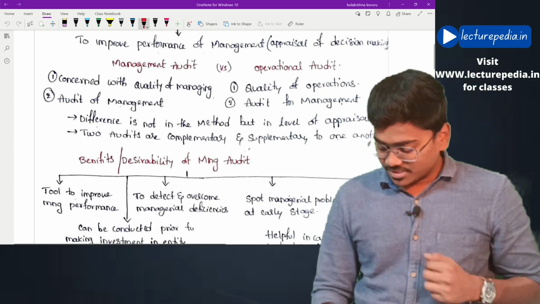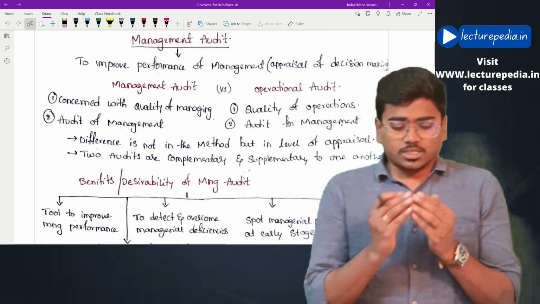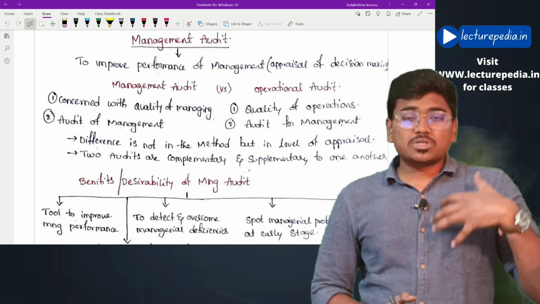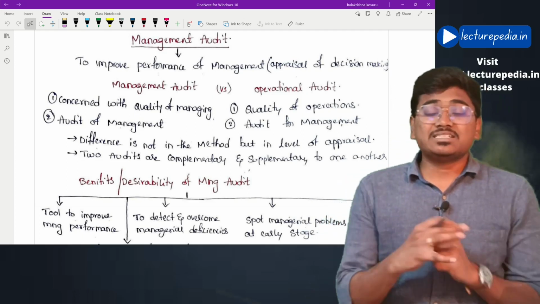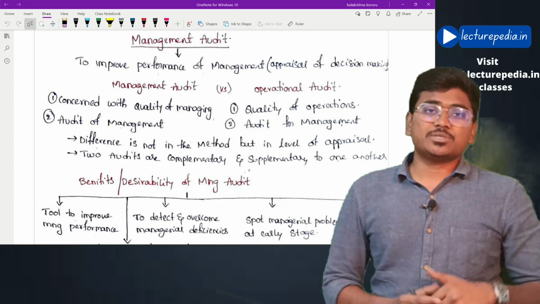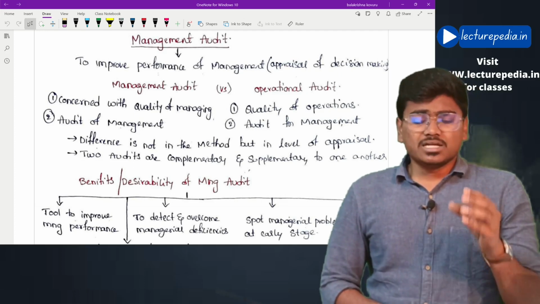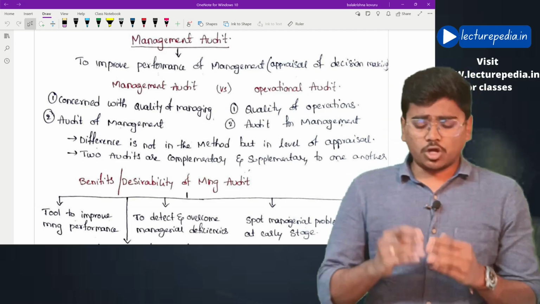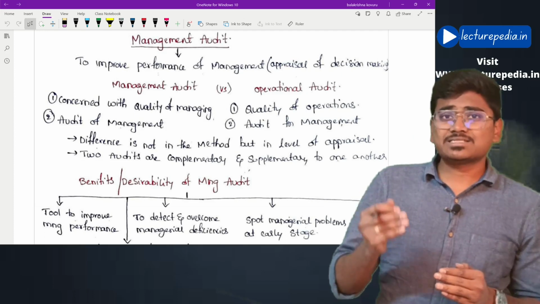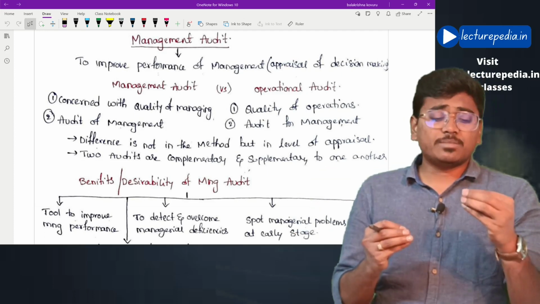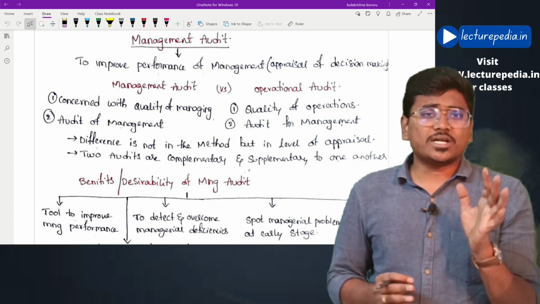Now starting with the management audit. First of all, the main purpose of conducting management audit is to improve the performance of management's decision making. This is the main objective of conducting management audit. Now there are certain differences between management audit and operational audit. The concept of operational audit we will be discussing in the next class. So these differences between management audit and operational audit is quite an important question.